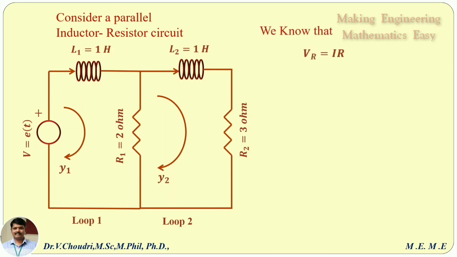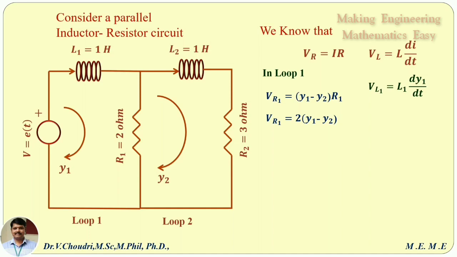Now we know that V equal to I into R, that is, voltage across a resistor equals current into resistance. Then the voltage across an inductor equals L into di by dt. Here L is the inductance value. In loop 1, the voltage across resistor R1 is (Y1 minus Y2) into R1, because the current flows in Y1 and flows out Y2. Therefore VR1 equals 2 into (Y1 minus Y2). Now VL1 equals L1 into dy1 by dt, because the current in loop 1 is Y1, and the L1 value is 1. Therefore the voltage across inductor L1 equals 1 into dy1 by dt.